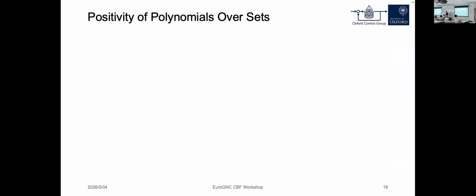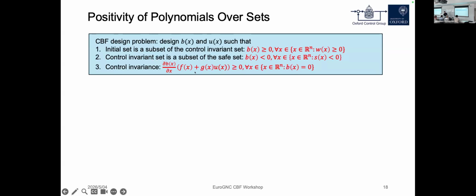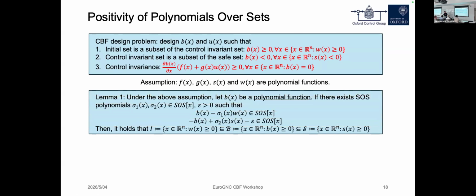Our problems are unfortunately slightly more complex. We're actually checking positivity of a function over a set. For example, for the barrier function problem, we're checking whether b of x is non-negative over the set, where the set is defined like this. Similarly for the safe set, just in the reverse way. And for the control invariance, we are also checking positivity of polynomials over some sets. Under the assumption that f of x, g of x, s of x, and w of x are polynomial functions, we can interpret all these conditions using SOS constraints.